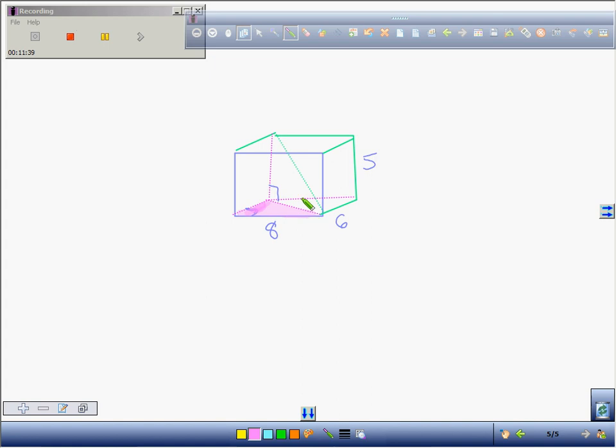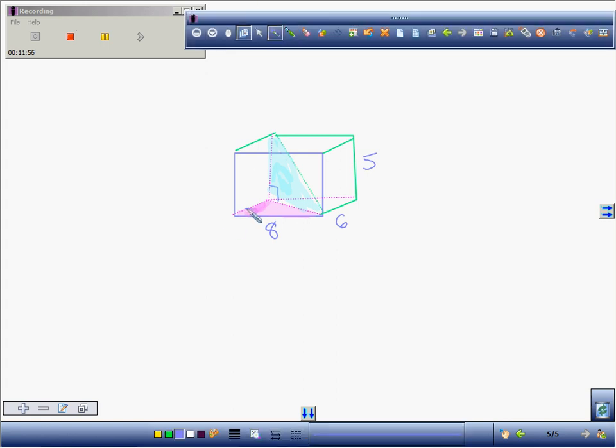Okay, so there's this right triangle, and then there's this right triangle over here. Okay? Both of those are right triangles, because these sides are perpendicular, yes? And this is perpendicular to the base. Therefore, what's this side over here of this pink right triangle? What's that side? 6, okay?